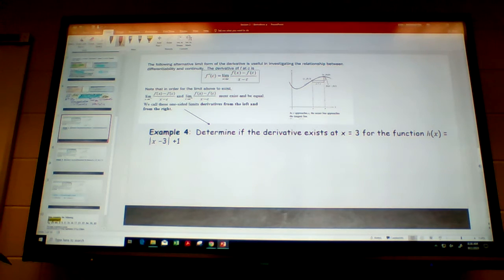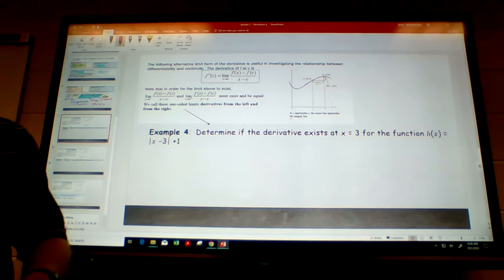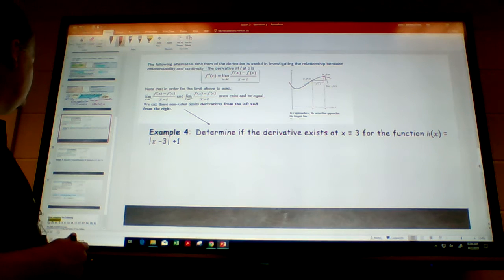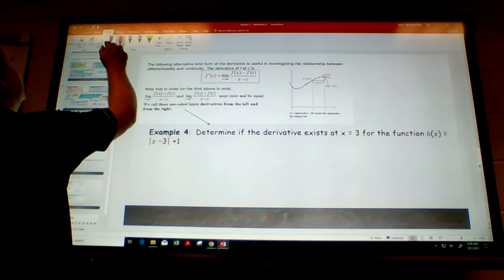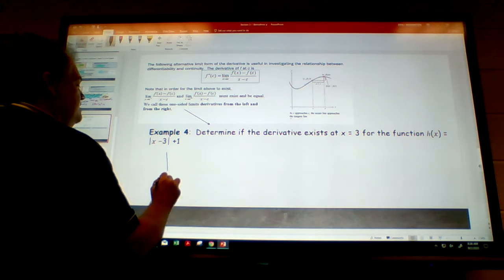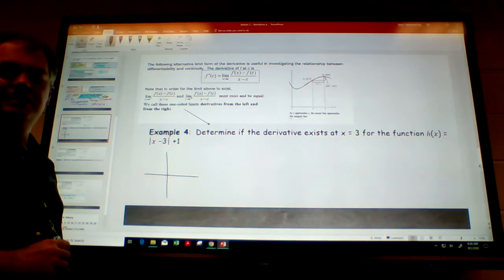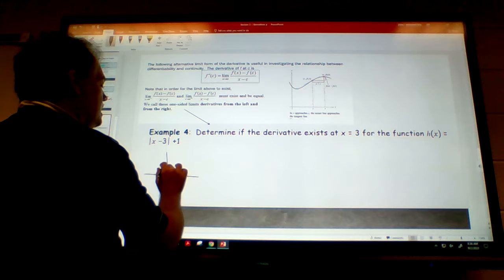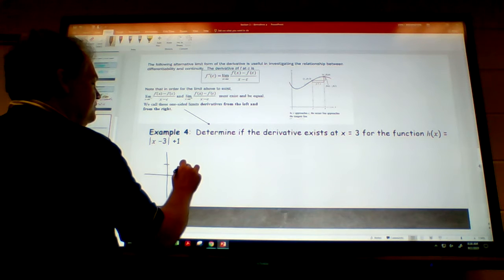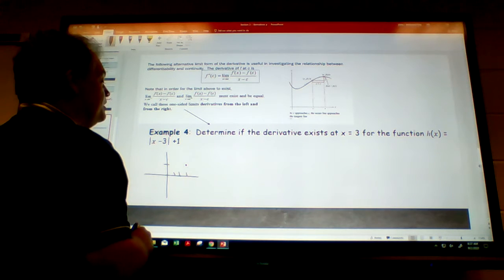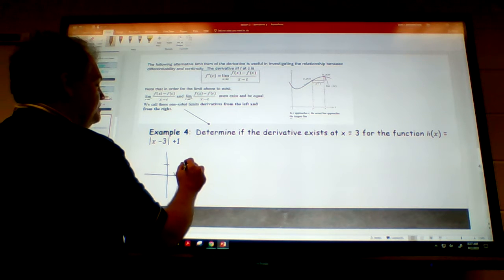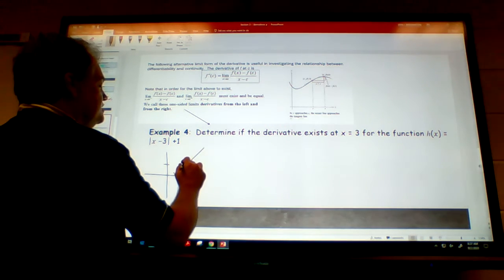Okay. Now, this one we have an absolute value. Now I want to draw the graph of this before we solve this because I want you to be able to see how that works. All right, so if you draw the graph of this, here's what's going to happen. The vertex is going to be at the point 3, 1. You learn that in algebra 2 and pre-calculus. And then it's going to go like this.